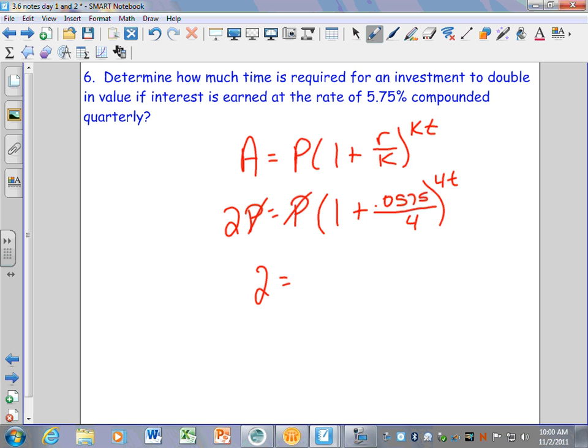I got 1.014375 to the 4t power. And anytime the variable is an exponent, log base 10 or ln is what you're going to do on these. So there are a few variations, but basically we're going to do that. Sometimes I get lazy and kind of don't show all my steps here, but I'm going to go ahead and bring that out.